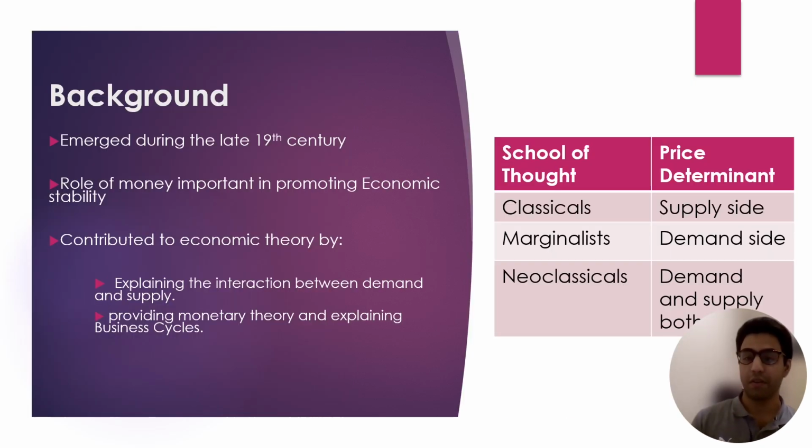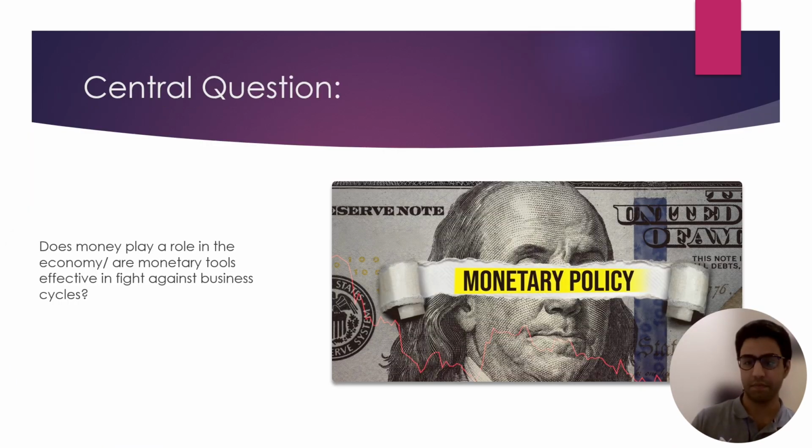Welcome to this video on the neoclassical school of thought. This school of thought emerged after the Industrial Revolution, and they were the successors of the classical school and the marginalist school. They were different from these other two schools of thought in that they stressed the importance of both demand and supply in the determination of price. They also said that money had a role in the economy, unlike the other two schools of thought.